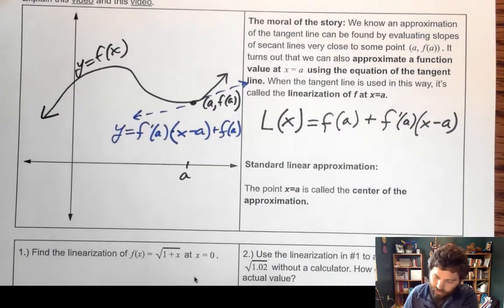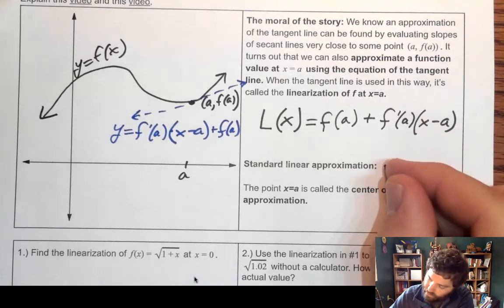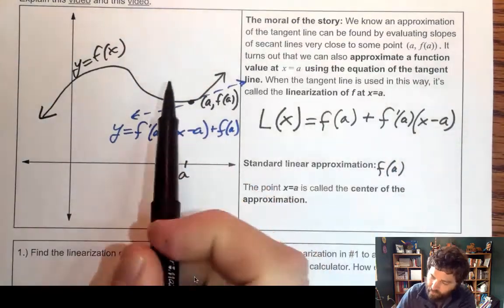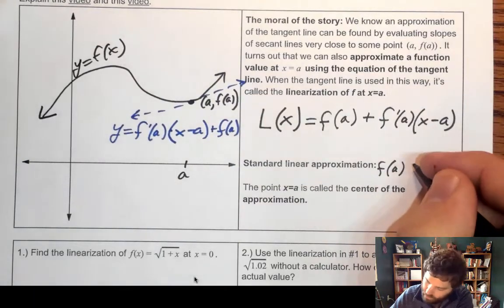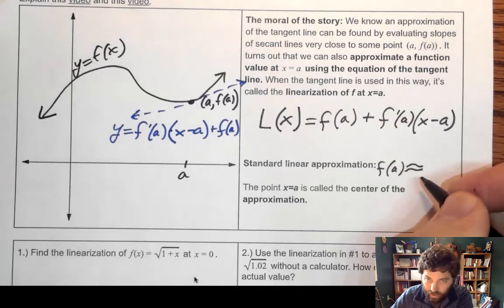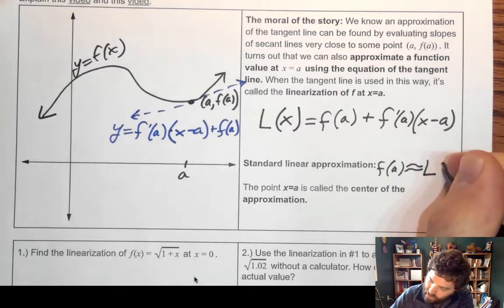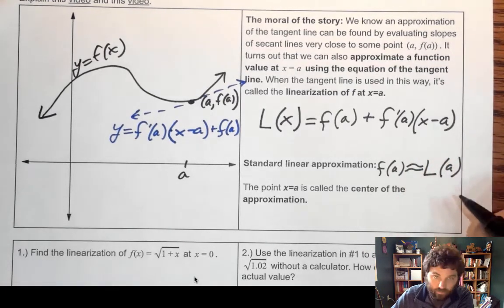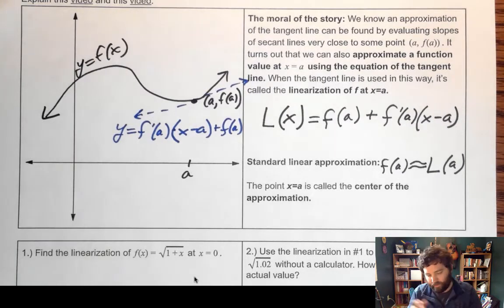So when they ask you for the standard linear approximation, what they're saying is that the function value near a, whatever f of a is, is going to be really, really close. We're not going to use an equal sign. We'll use the squiggly equal sign here, very, very close to whatever the linearization is at a. The point x equals a is called the center of the approximation, because you kind of think of it as the center of the tangent line.